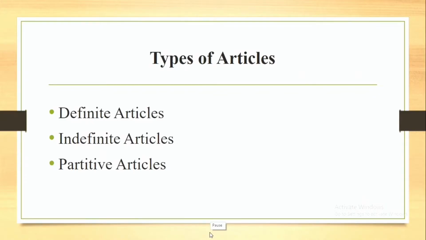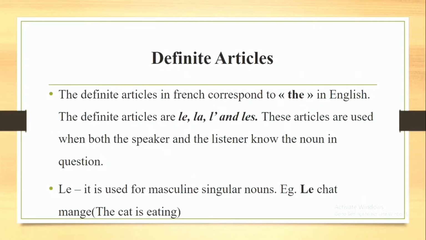So let's begin with the definite article. So the definite articles in French correspond to "the" in English. So all the definite articles are four. They are le, la, l', and les. And they are used when both the speaker and the listener know the noun in question or the noun that is being talked about. So let's dive deeper and know what each article is used for.